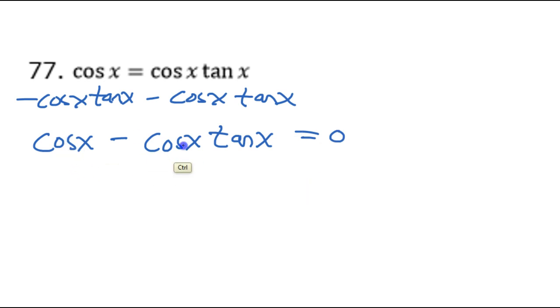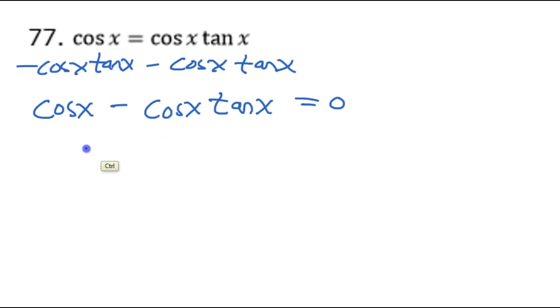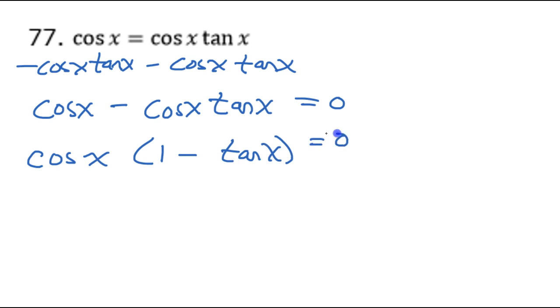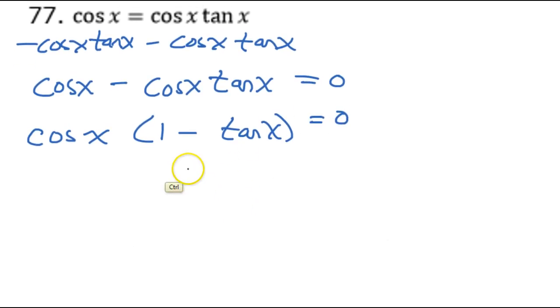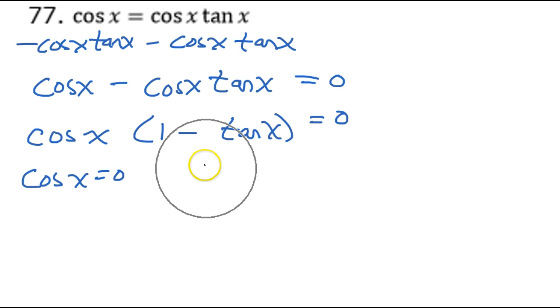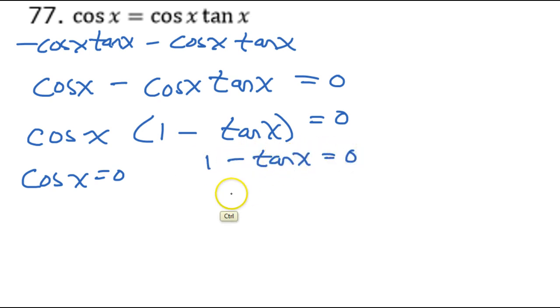Now, that factor that I was tempted to cancel out will now become the GCF. So I need to bring that out. So I need to bring out cosine x. And that will leave behind 1 minus tangent x. All right, so using the zero product property, I can solve this equation by setting each part equal to 0. So I can set cosine x equal to 0, and I can set 1 minus tangent x equal to 0.